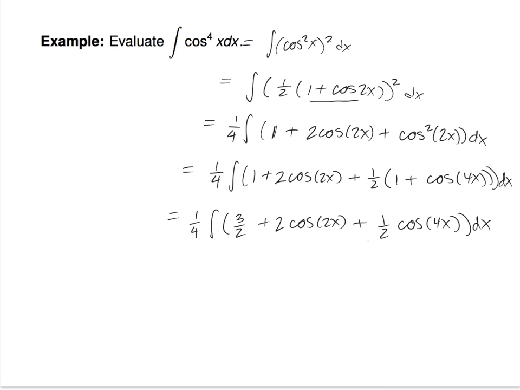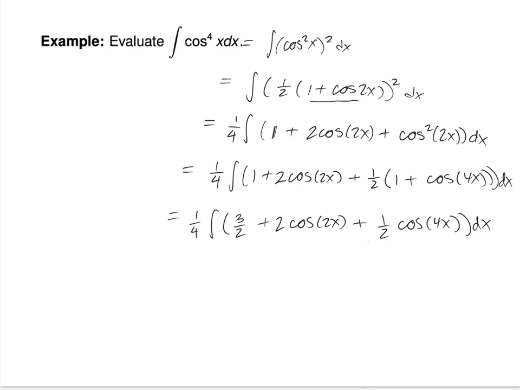If you're good at mathing in your head, and you can both change cosine squared 2x and combine like terms in the same step, I don't care. I just don't want to do it in class. I don't want to confuse anybody as to where the 3/2 came from. Okay, and then you're good to integrate.